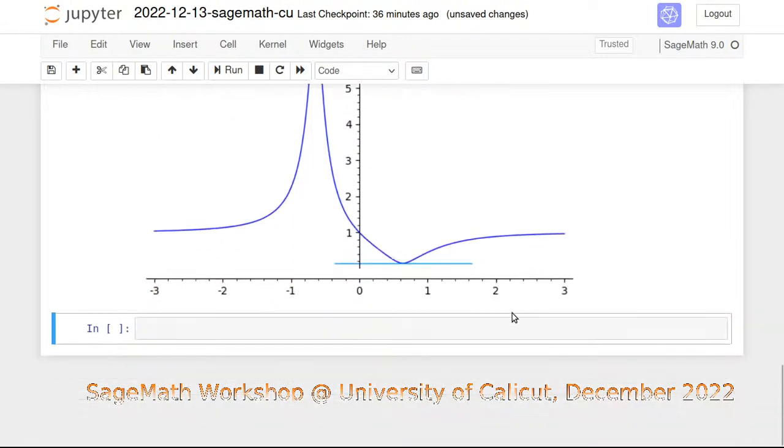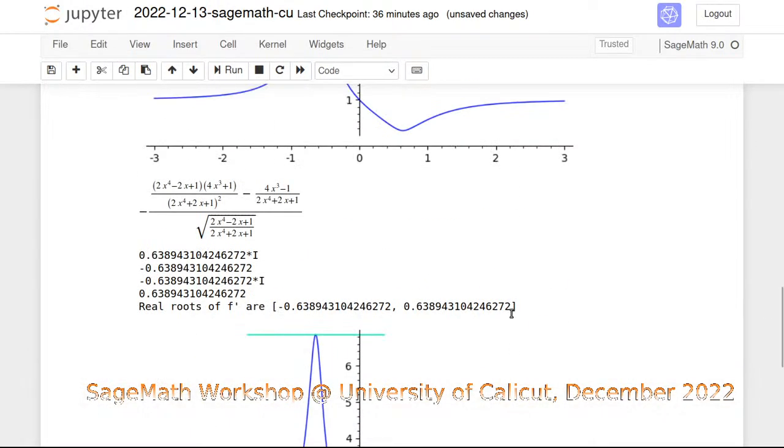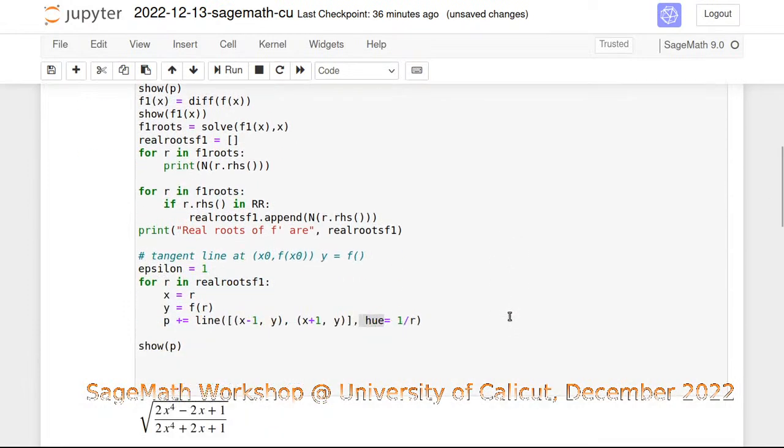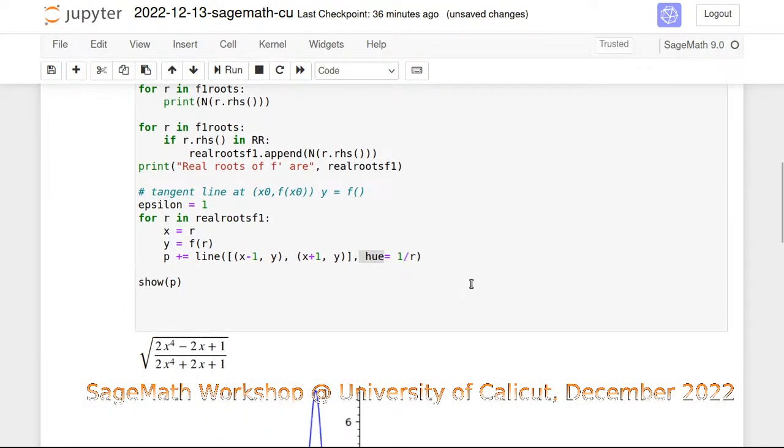So these two are the horizontal tangents. We can draw not only horizontal tangents, we can draw any tangent in this way. But here the good thing was that we did not have to find out what the slope was, because it is already found to be a horizontal tangent.